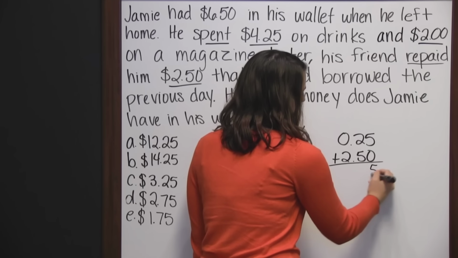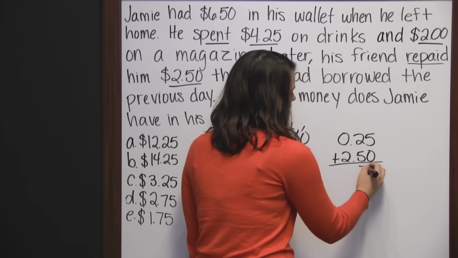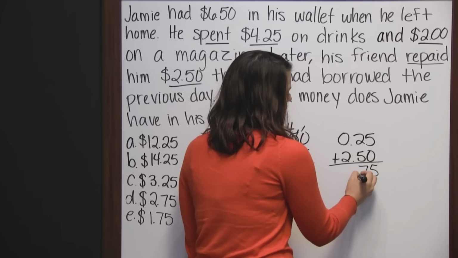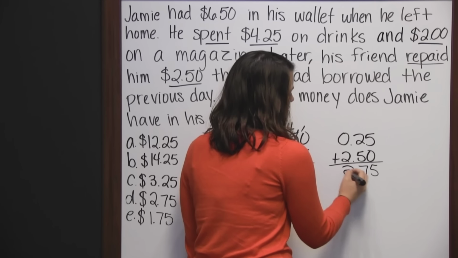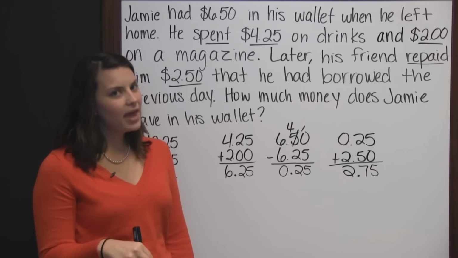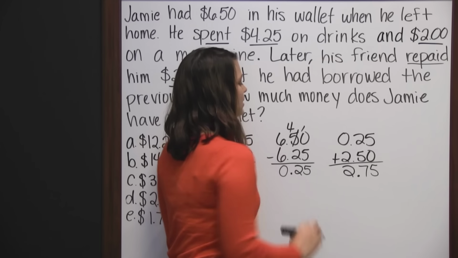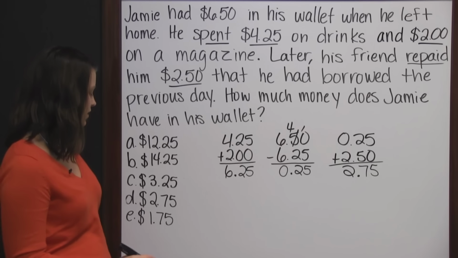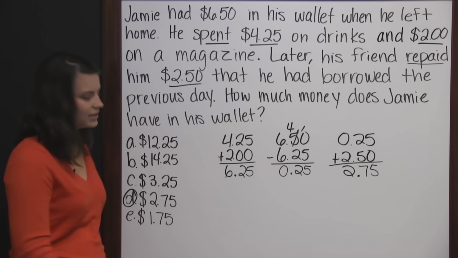5 plus 0 is 5. 2 plus 5 is 7. Bring down the decimal. 0 plus 2 is 2. So after spending money and getting repaid money, he now has a total of $2.75, which is answer D.